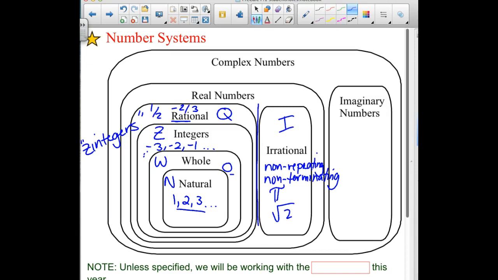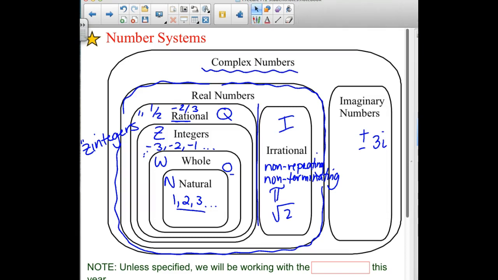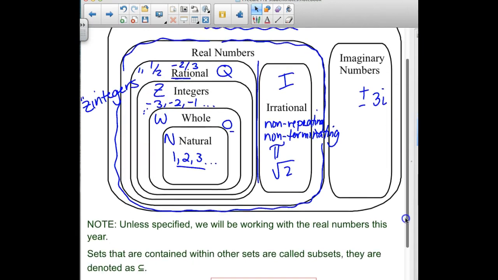Okay, all of those are what we call real numbers. So we're going to be focusing for the most part this year on the real numbers. We can go beyond that and include imaginary numbers, which you should have worked with last year, such as positive and -3i. But that is separate from the real numbers. If we combine real and imaginary, we get this overall umbrella called the complex numbers. But for the most part, unless specified, we will be working with real numbers this semester.